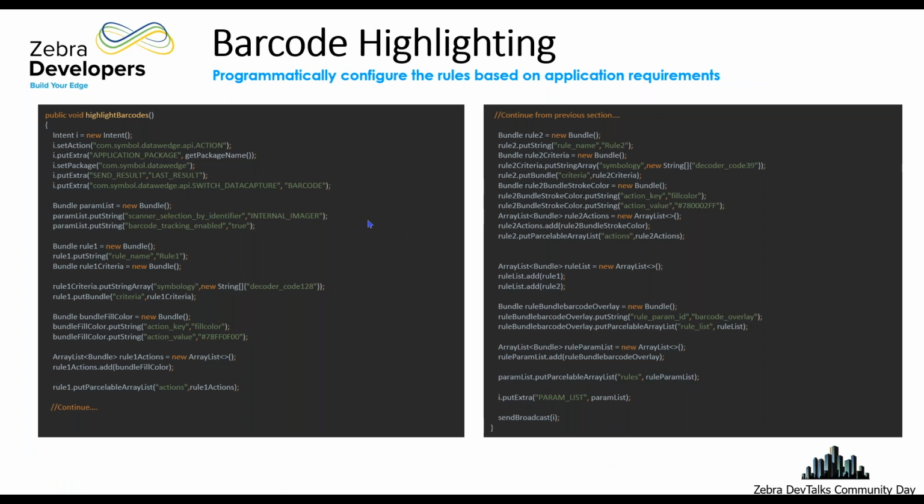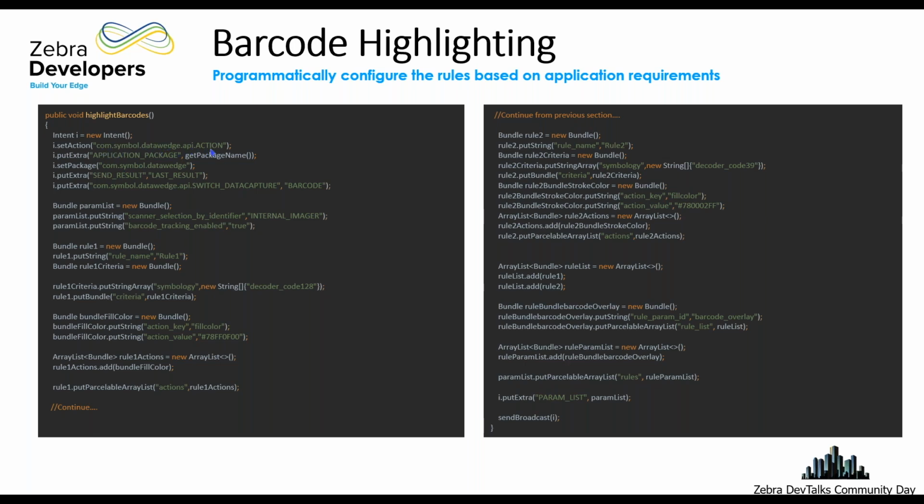Okay. So barcode highlighting: while you were able to configure the DataWedge settings in your DataWedge configuration UI, in real time, if you want to switch between different barcode highlighting rules, you can send an intent to DataWedge to configure these barcode highlighting rules. So here what we are doing is, this is a standard configuration API.